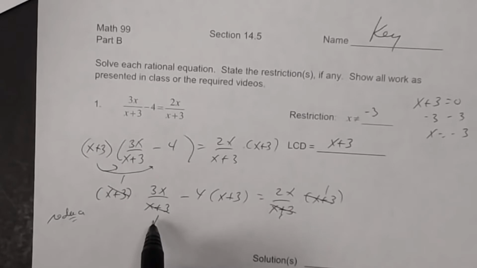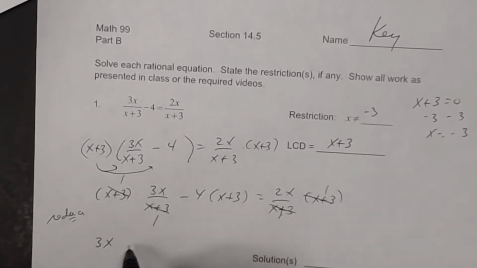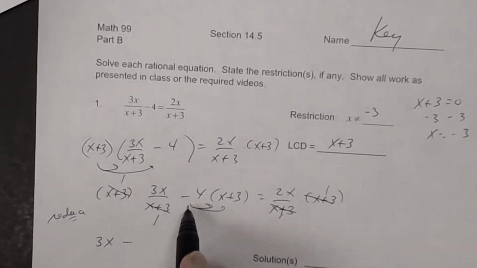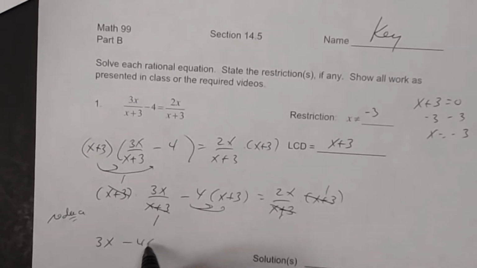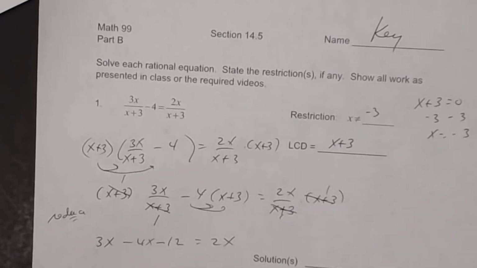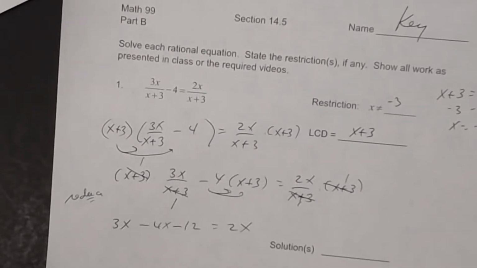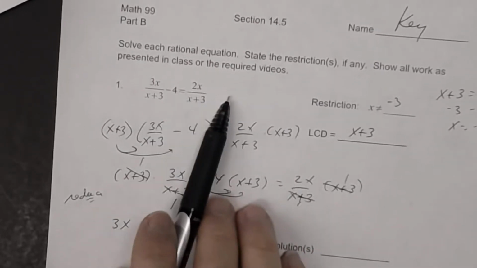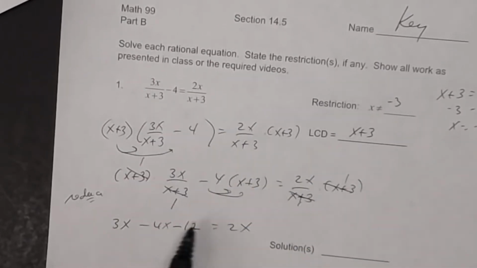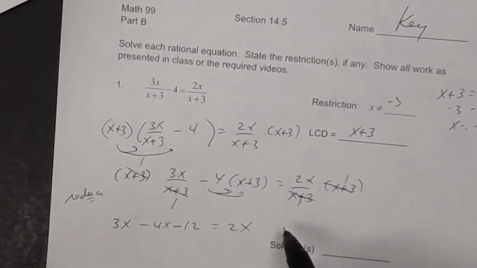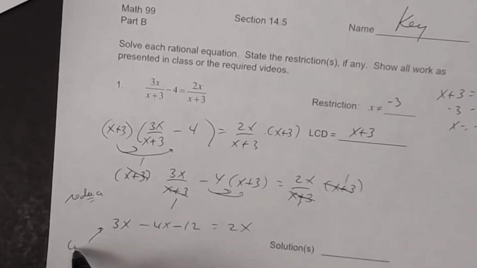1 times 3x is 3x, right? Minus, and then let's distribute here. Minus 4x minus 12, right? Equal, and then over here, 2x, all right? So notice I went from a complicated rational equation to a linear equation. Notice this is a linear equation.